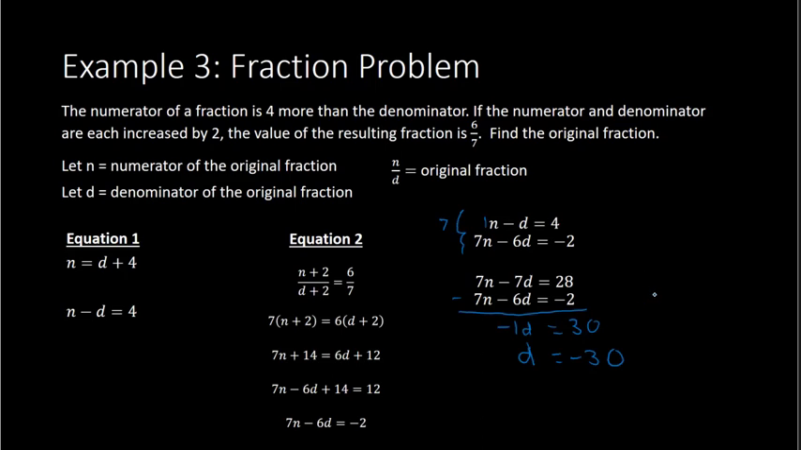Alright, so from here, I can find n. So I found d, just need to find n, and I can do that by plugging into either equation. If I pick the first equation, we would have n minus, and then minus d, so minus a negative 30 equals 4. Minus a negative makes a plus, so I have n plus 30 equals 4. Solve for n by subtracting 30 from both sides. We now have n equals 4 minus 30, which is negative 26.